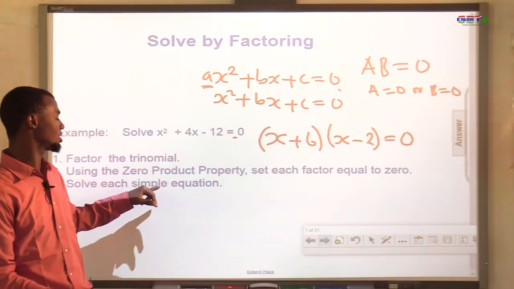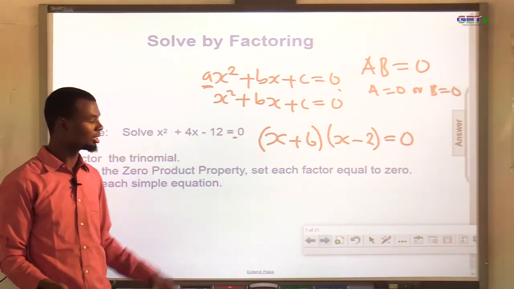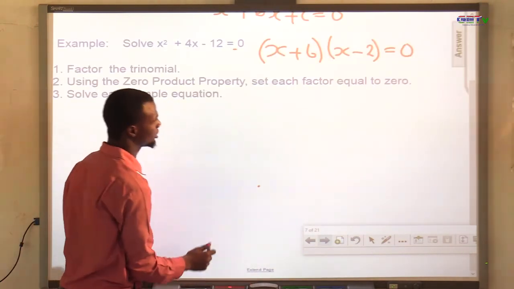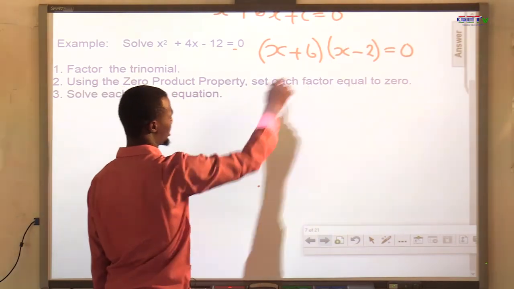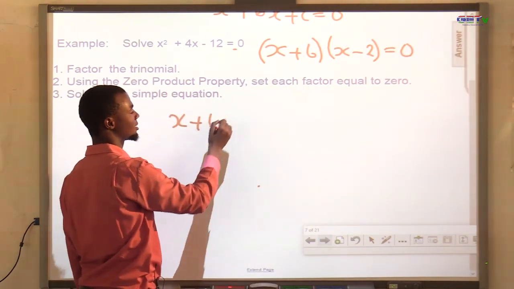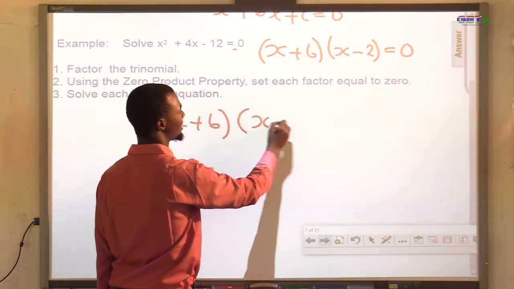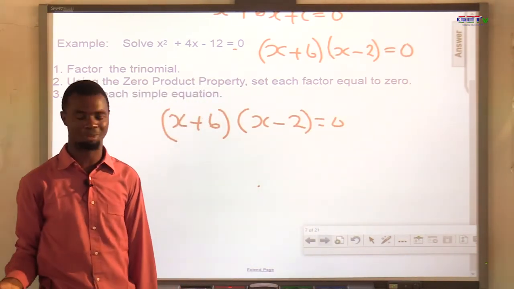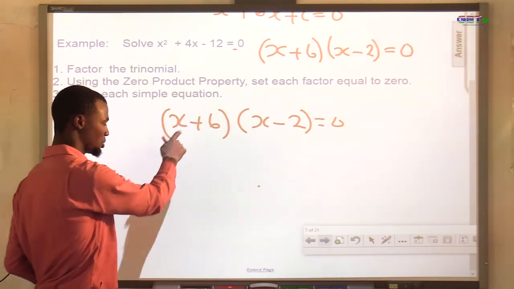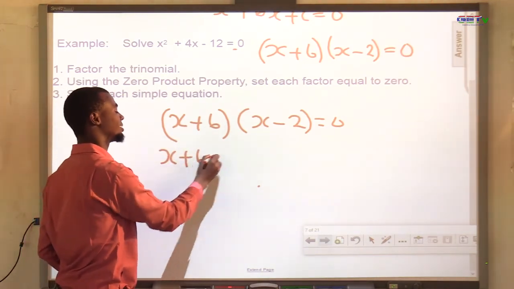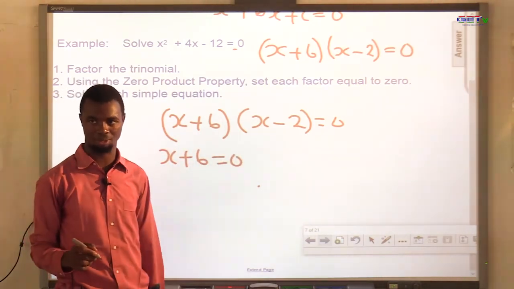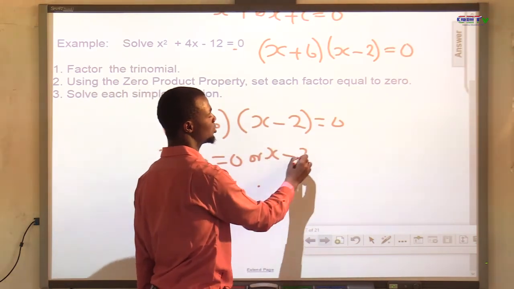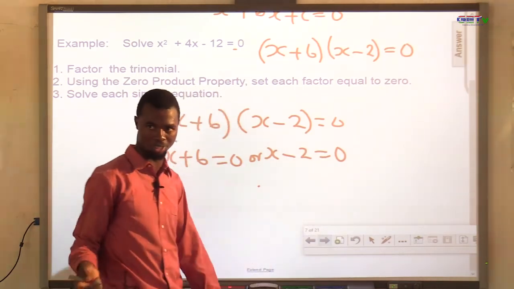Then solve each simple equation. Now, how do we solve each of these simple equations? You have two expressions, x plus 6 and x minus 2 equal to 0. Where are these simple equations from? This your a, as you have it, x plus 6 is equal to 0, is a simple equation. Then you have the other one, x minus 2 is equal to 0, is another simple equation.